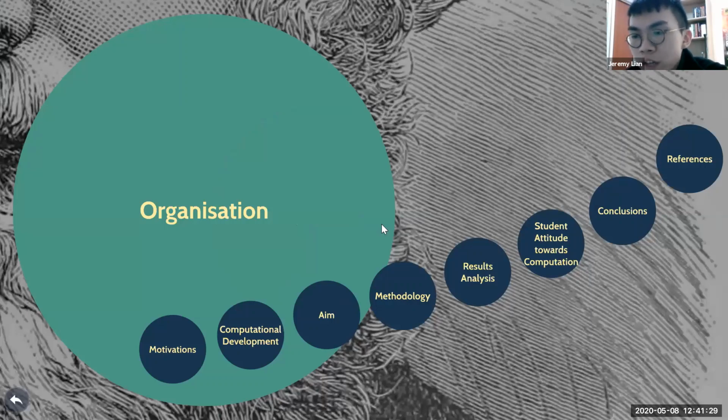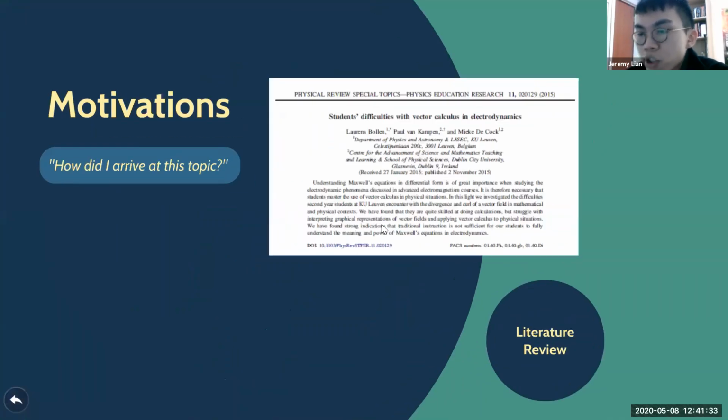So what is our motivation for choosing this education topic? I would like to mention the importance of Maxwell's equations and the wide applications of vector calculus as a mathematical framework. Instead, I believe a short summary of the literature review in my report would be the best answer.